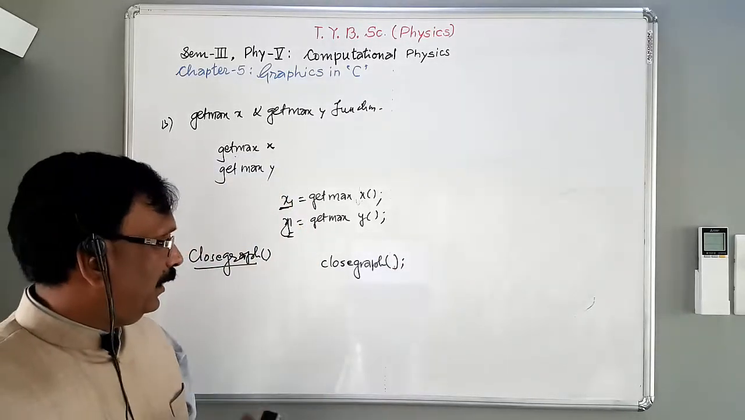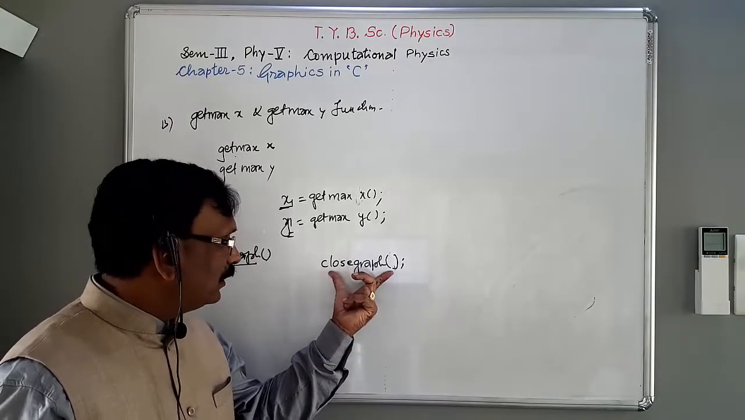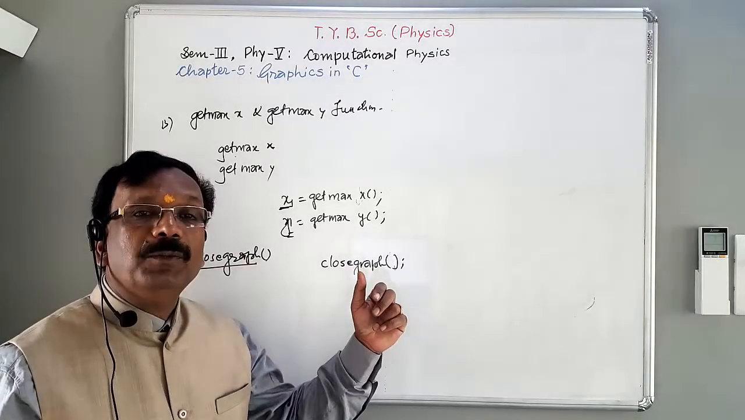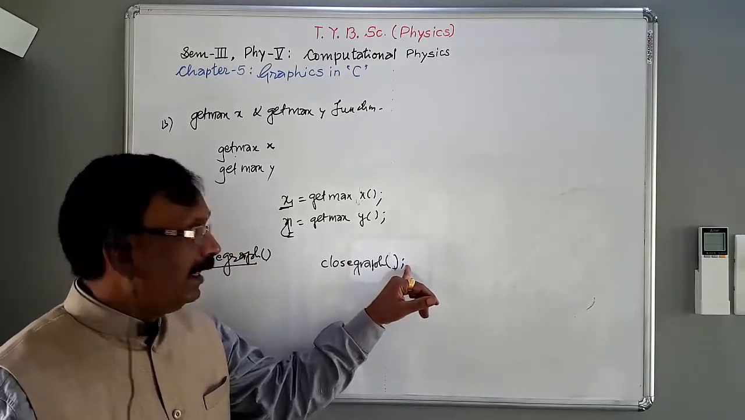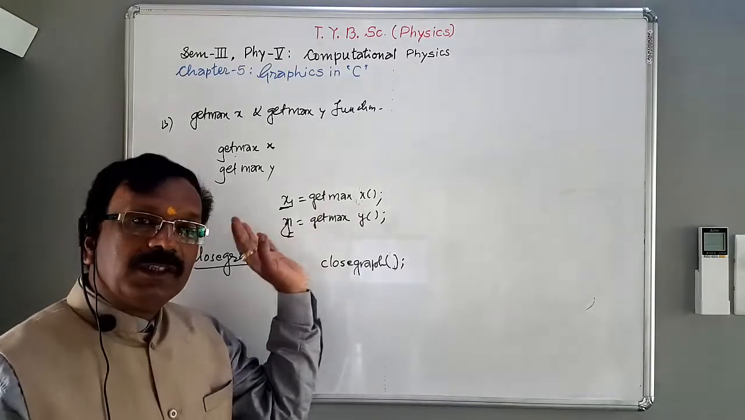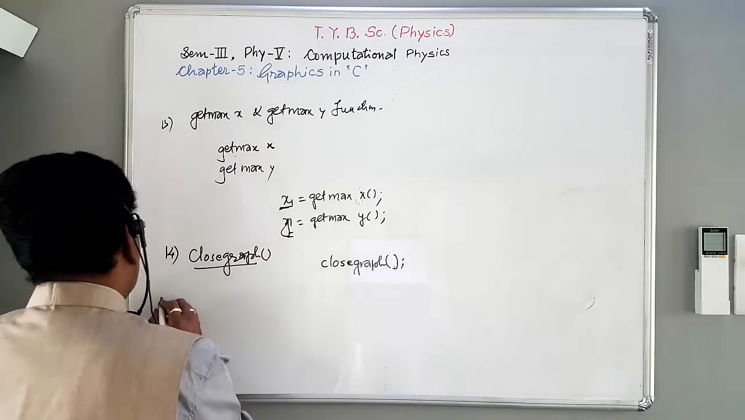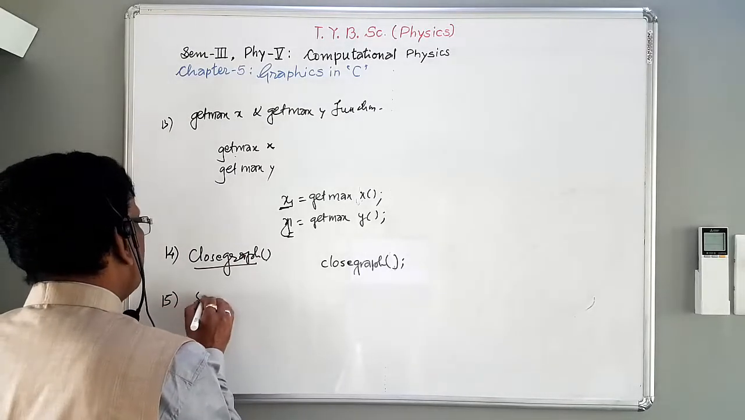When we use this command in graphic mode, at the end of execution of this command the control comes out of graphic mode. Okay. Then the next command is setcolor.